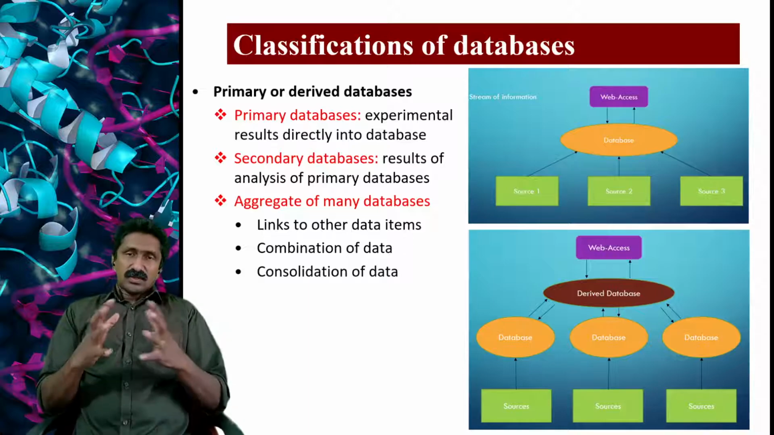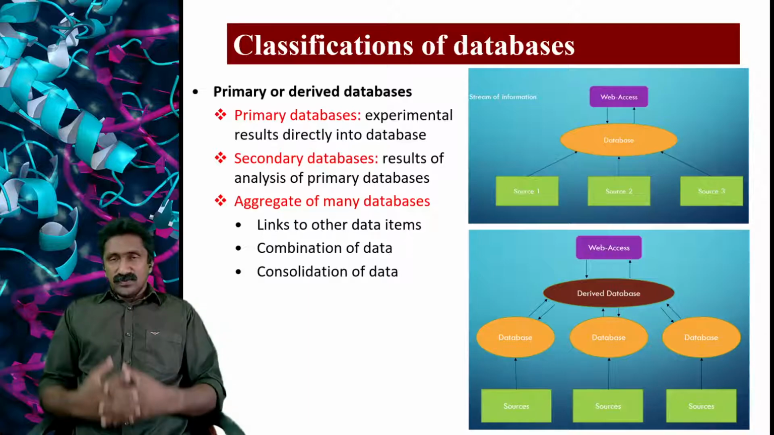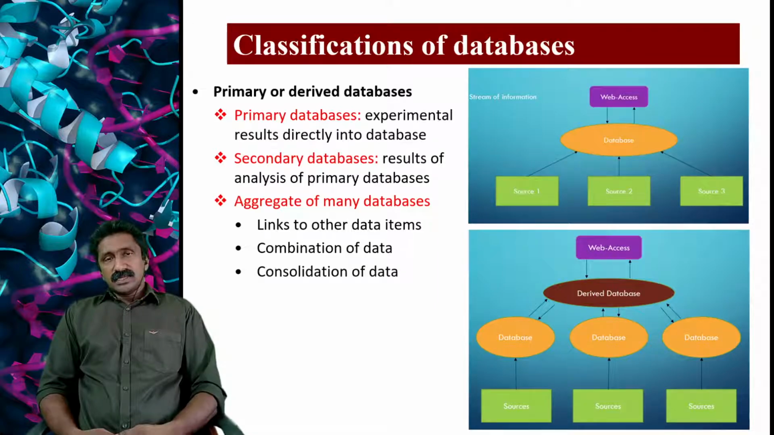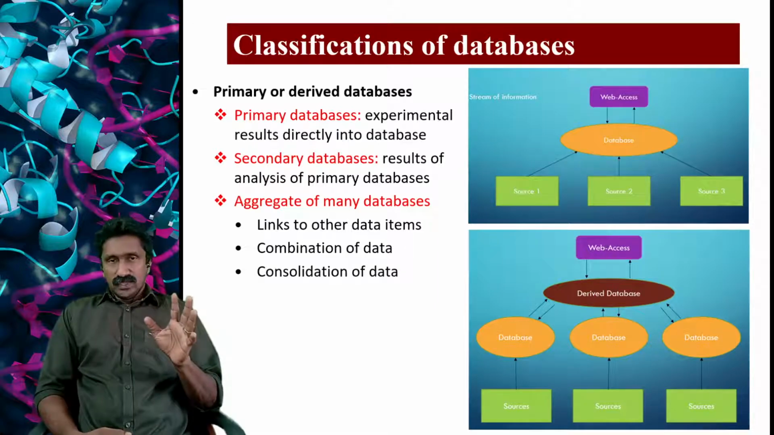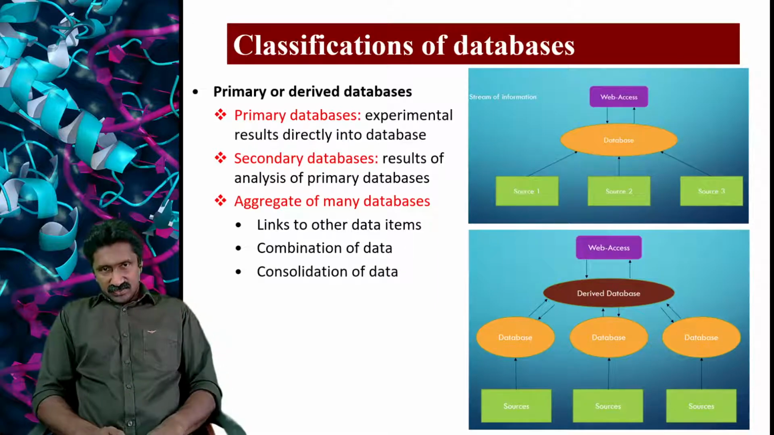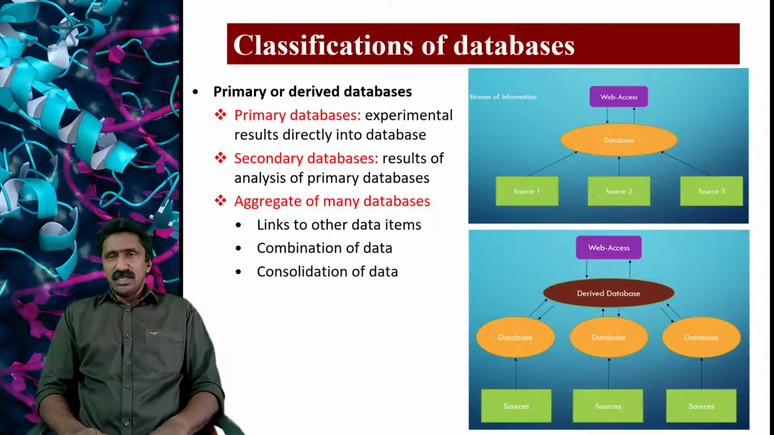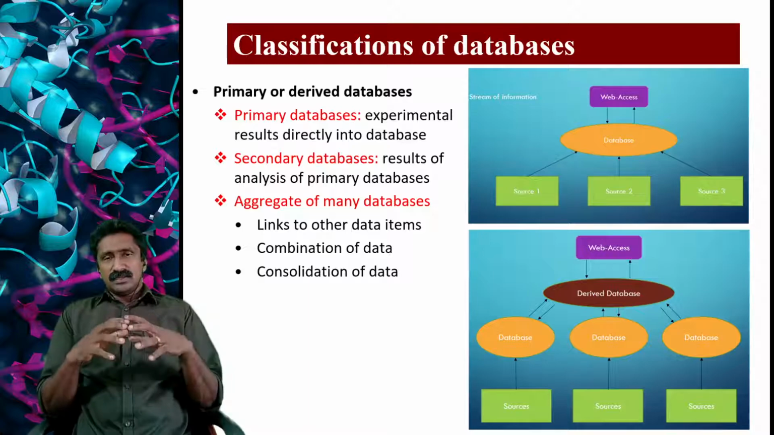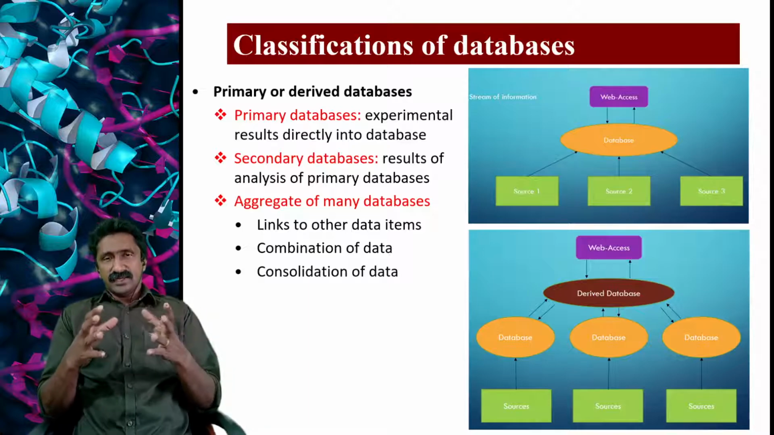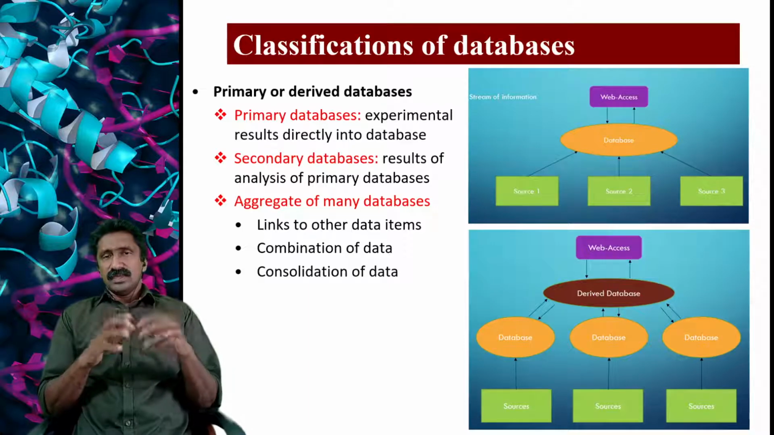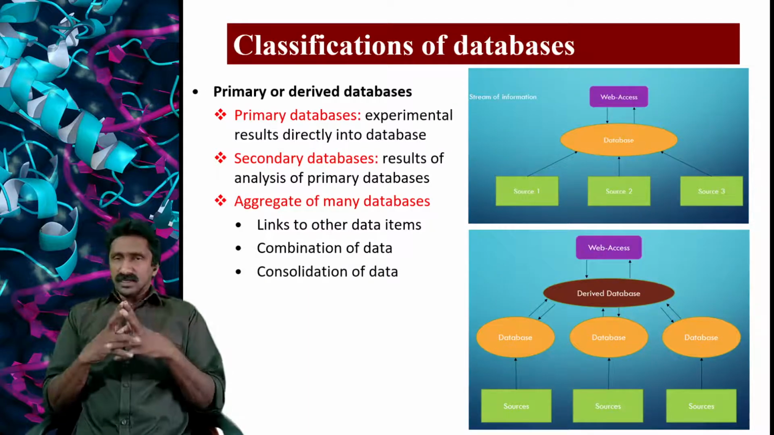So when we talk about biological databases, we need to classify them. Basically, they are classified into two: primary databases and secondary databases. There is another option where we have some aggregate of many databases, but it is not a different category. I will explain why. Anyway, we have primary databases and secondary databases.